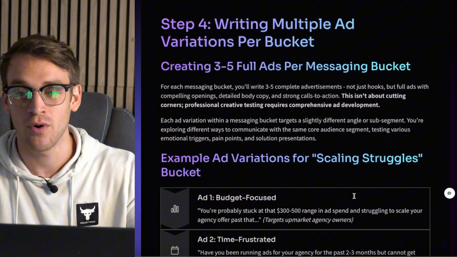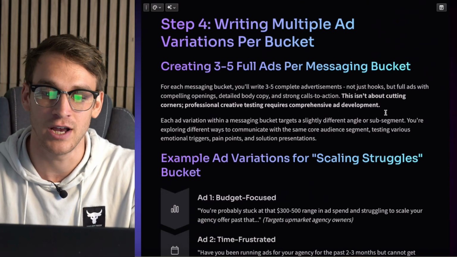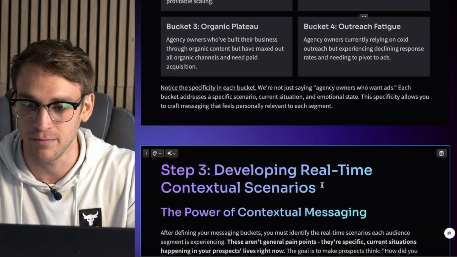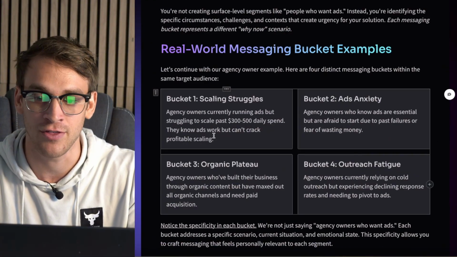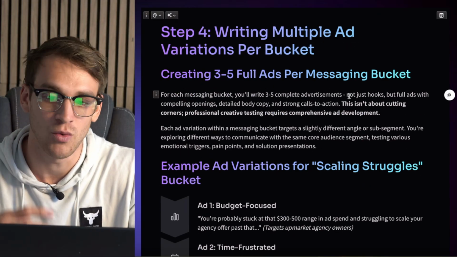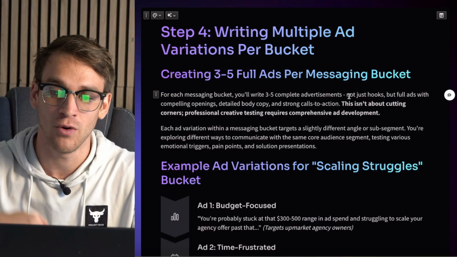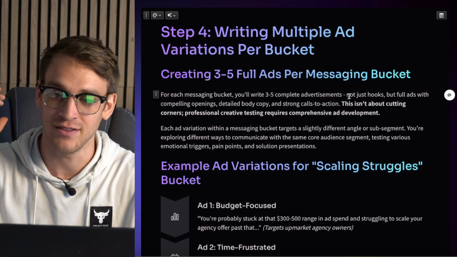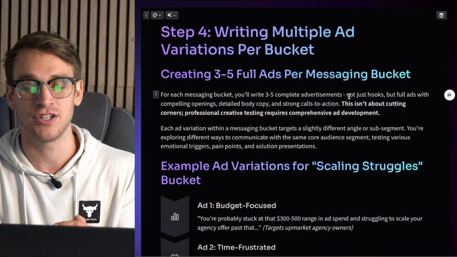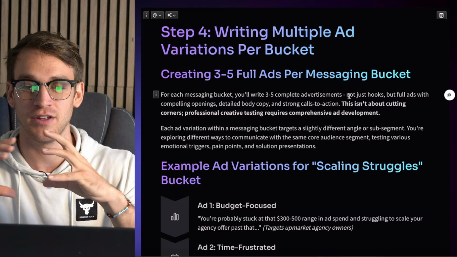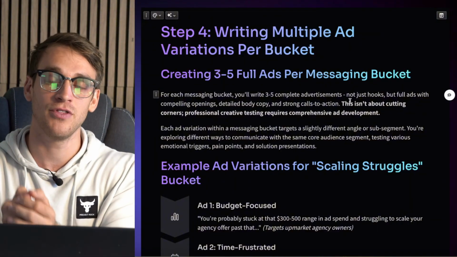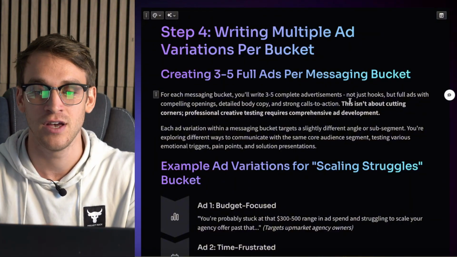Now, step 4 is we want to write multiple ad variations per messaging bucket. So now that we've broken out, for example, these different messaging buckets, within them, we want to make 3 to 5 ads within each one that still fit into that messaging bucket. So what we like to do is we like to write full ads. So the hook, the body, the CTA, fully through, okay? As we scale, we can do that whole variation where we make 5 hooks and splice them onto 2 bodies and everything. But initially, when we're testing messaging buckets, we like to put the work in and write full-fledged ads. We're not trying to cut corners here.